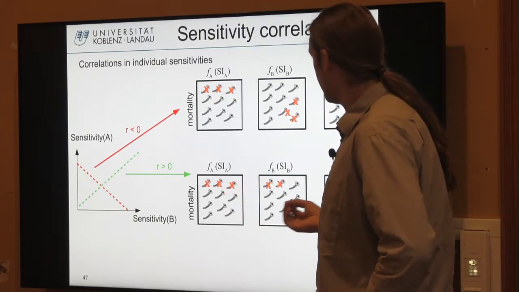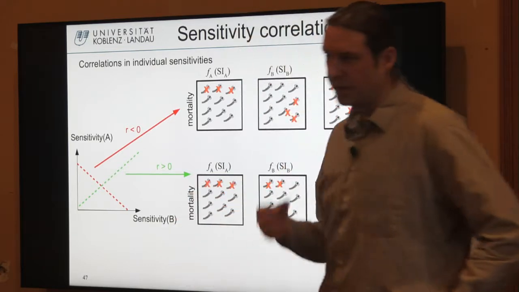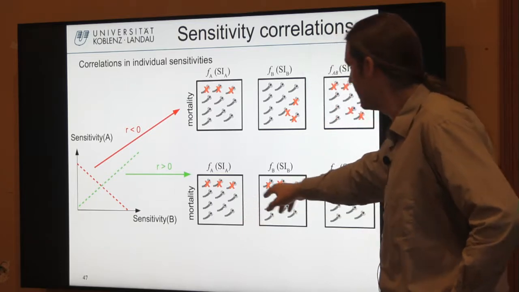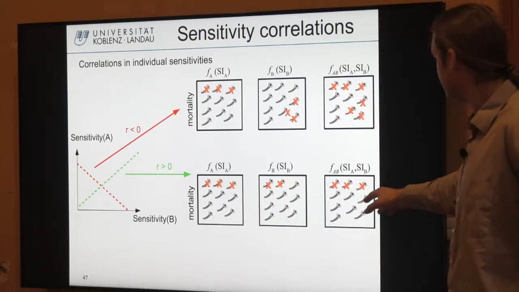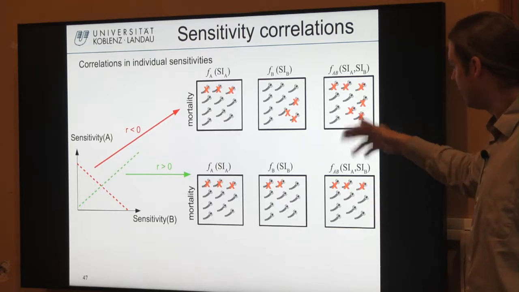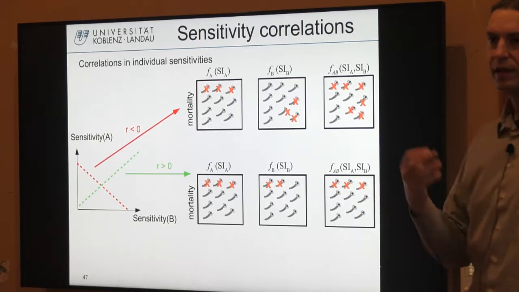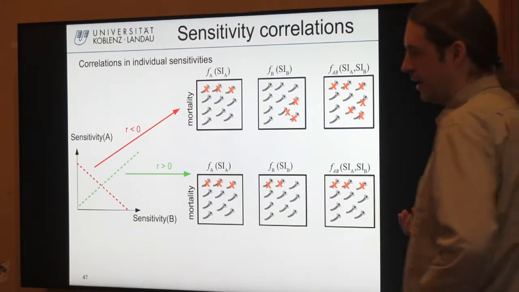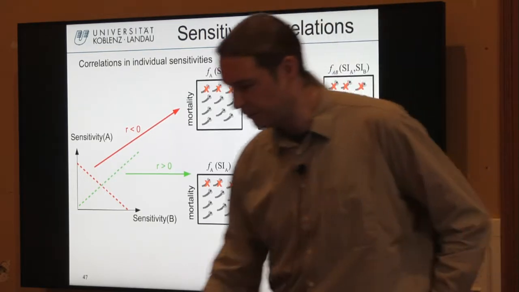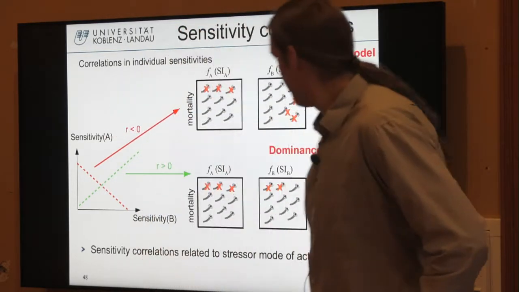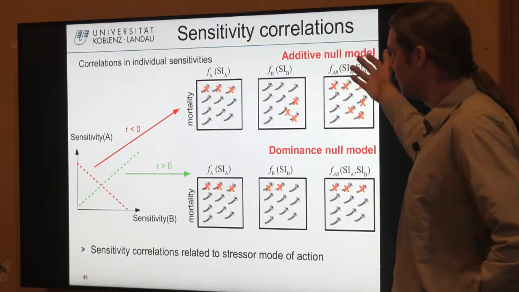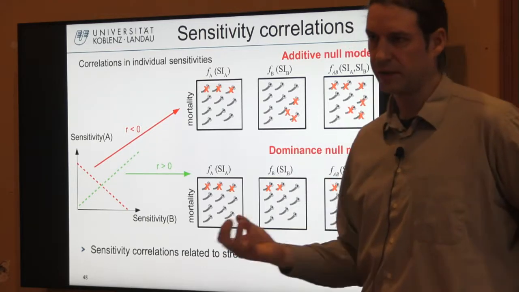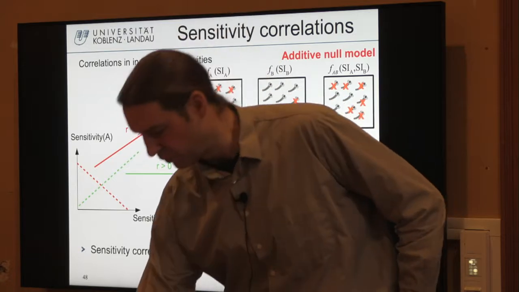But if you have in the environment organisms that are generally sensitive towards multiple stressors, which is the case here, so you have a positive correlation for sensitivities, then it's actually clear that the sum of both stressors is not leading in this case to a higher mortality, but you could also do this for growth or other endpoints. So that's something to take into account. So in the first case, the additive null model seems appropriate. In this case, you probably are fine with the dominance null model. So that's something to think about before you use a null model.